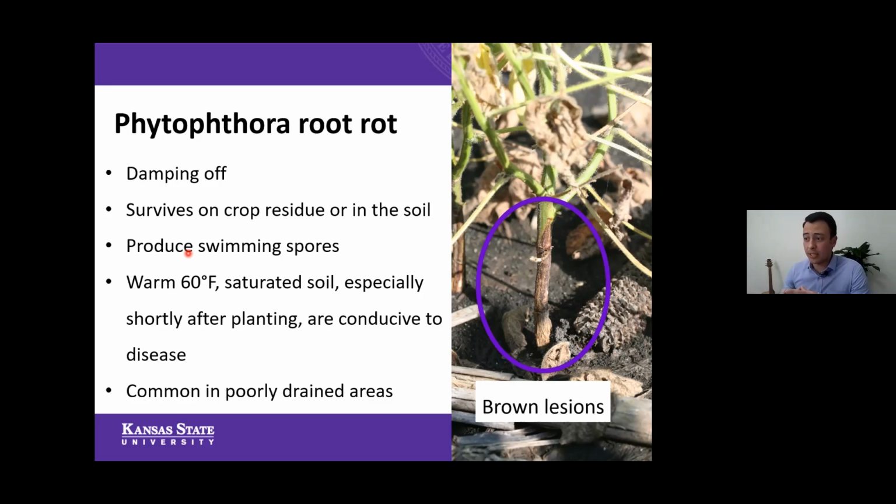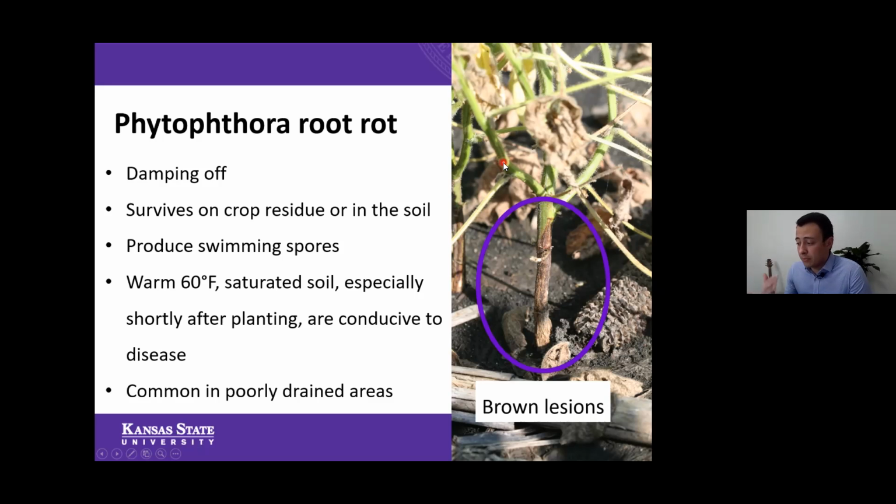Phytophthora is known to cause damping off in several hosts and several plants, but it's not just the damping off that will cause the death of the plants. Phytophthora is also known to cause those brown lesions, as you can see here in this picture, on the right here, on the taproot in this area, and it can also be on the stem up here.